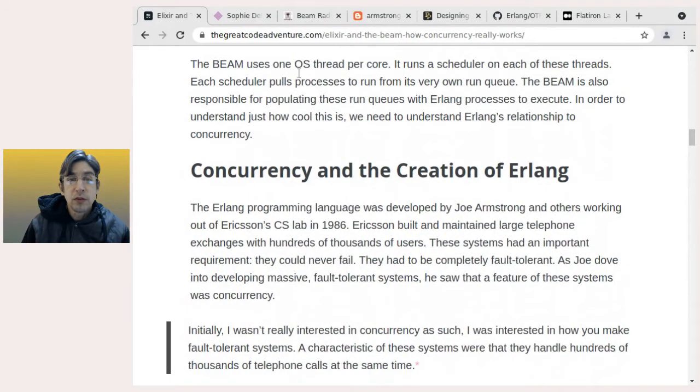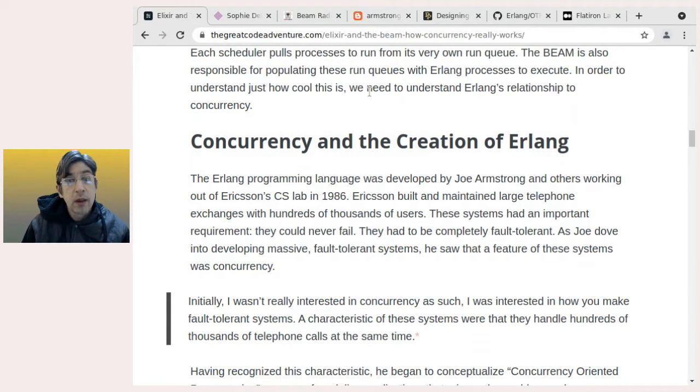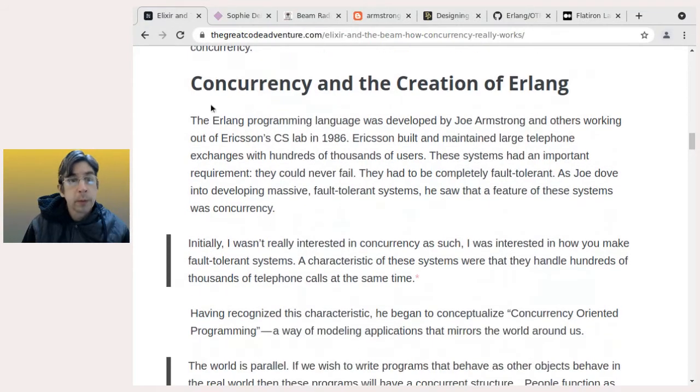The BEAM uses one OS operating system thread per core. It runs a scheduler on each of these threads. Each scheduler pulls processes to run from its very own run queue. The BEAM is also responsible for populating these run queues with Erlang processes to execute. In order to understand just how cool this is, we need to understand Erlang's relationship to concurrency.